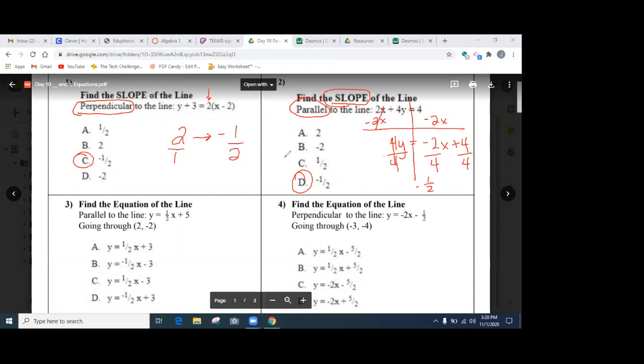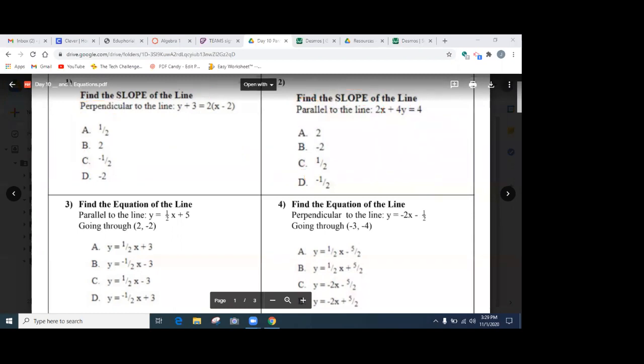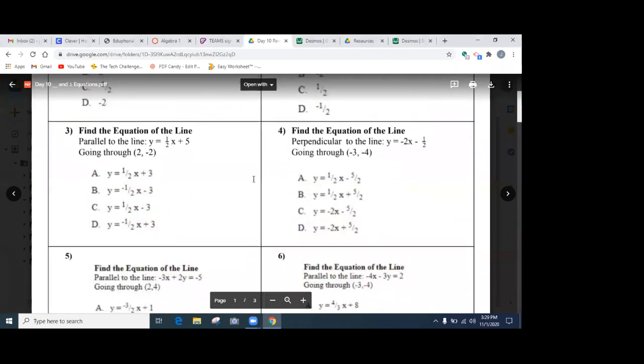All right, so this was kind of a review from yesterday. Now what we're going to be doing is taking what we learned yesterday and we're going to apply it to writing equations. And writing equations are going to be when the answers have y equals right here, and they're going to give us a point.